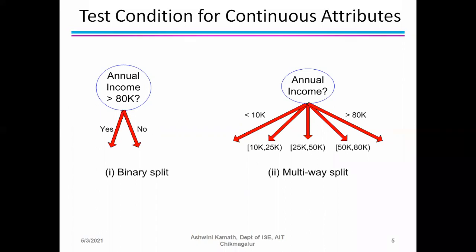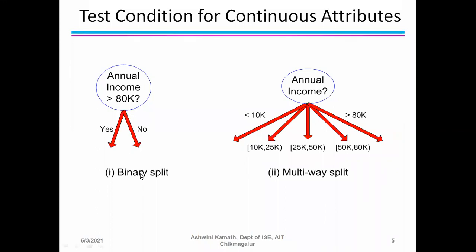Then on the right hand side, the second figure, it's a multi-way split. For the multi-way split, you can have many ranges. For annual income, the first range is less than 10K. The second one includes 10K up to 25K, excluding 25K.